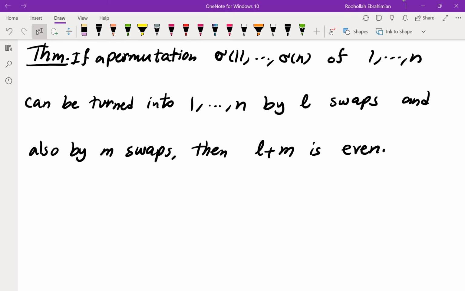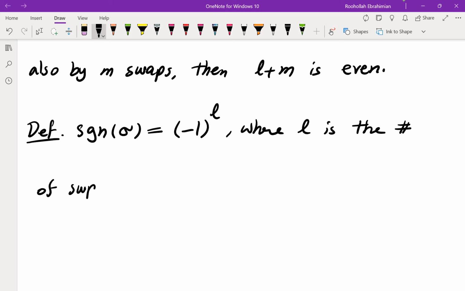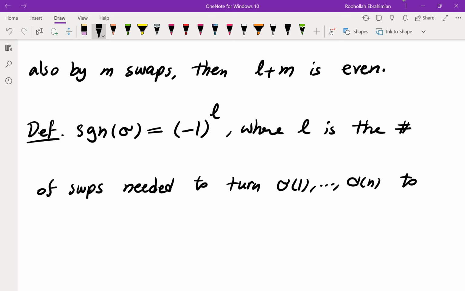Now, the definition would be the sign of this permutation. The sign of this permutation is defined as negative 1 to the power of L, where L is the number of swaps needed to turn sigma 1 all the way to sigma n into 1 through n. If you need an even number of swaps, then it would be plus 1. If it's an odd number of swaps, then it would be minus 1.